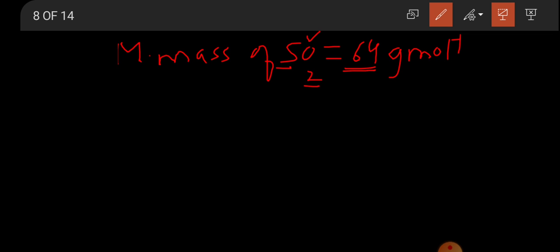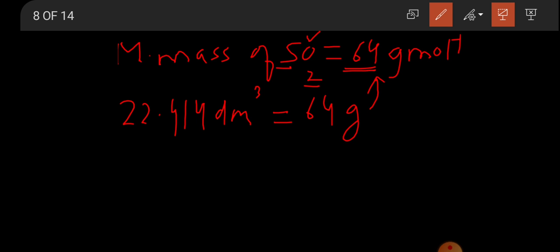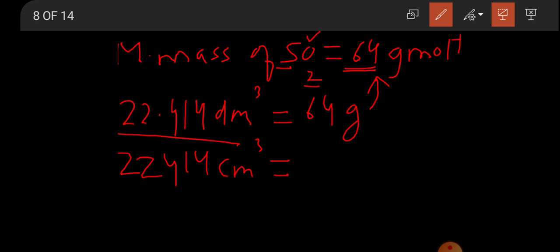Now, we know that 22.414 decimeter cube of sulfur dioxide at standard temperature pressure contains how many grams of sulfur dioxide? 64 grams of sulfur dioxide. We have calculated the molar mass. And if we convert the decimeter cube into centimeter cube, then 22414 centimeter cube contains how many grams of sulfur dioxide? The answer will be the same, that is 64 gram of sulfur dioxide.